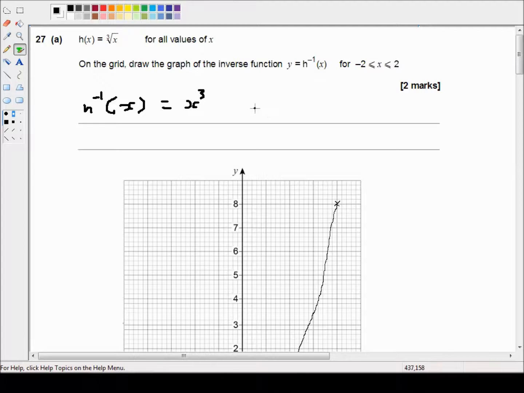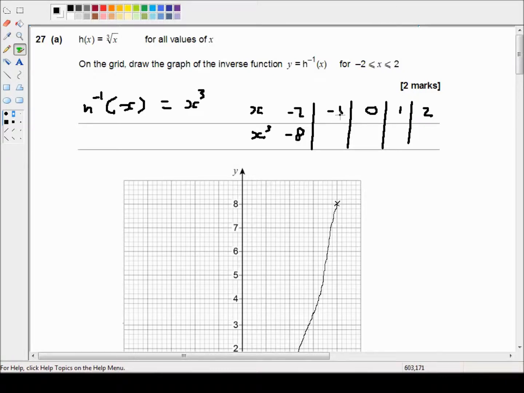So if we try to do the points, we can do x and we can do x cubed. So if we start from -2, then -1, 0, 1 and 2, well, -2 cubed is -2 times -2 times -2, which is -8. -2 times -2 is +4, and +4 times -2 is -8.